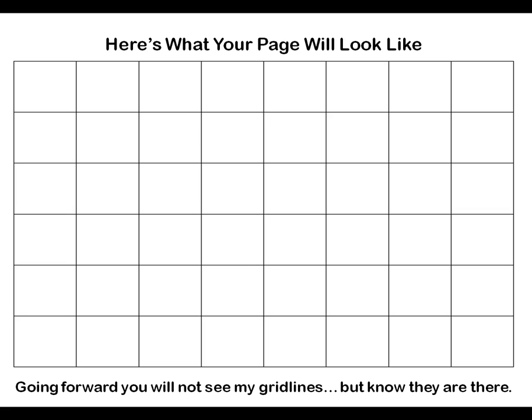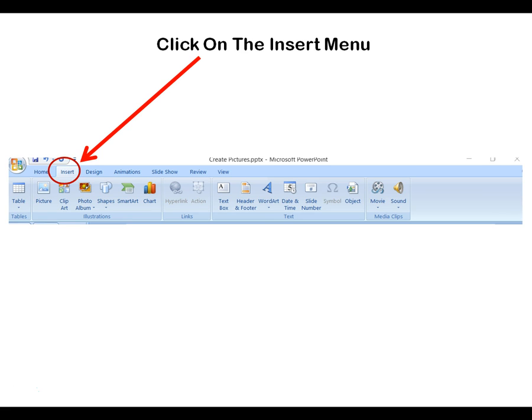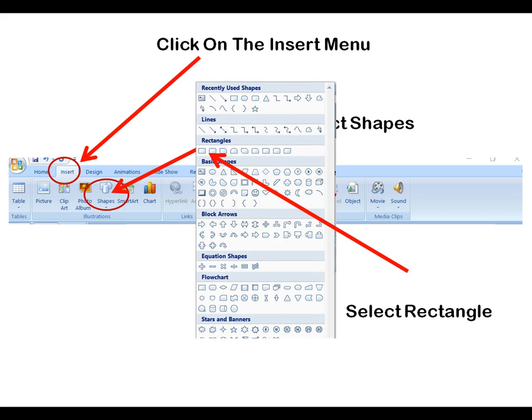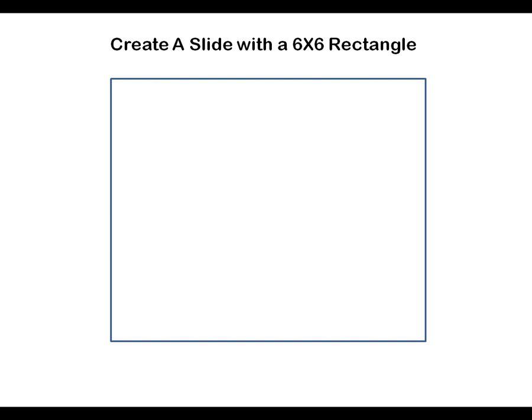Now going forward, you're not going to be able to see my grid lines. They don't show up on a PowerPoint presentation, but just know they're there. So now I'm going to click on Insert, and from the Insert menu, I'm going to select Shapes, right? And I'm going to select a rectangle. And the first thing I'm going to do on one slide, I'm going to make a new slide and create a 6 by 6 rectangle. That's 6 squares by 6 squares, and that way I have a nice square inset.